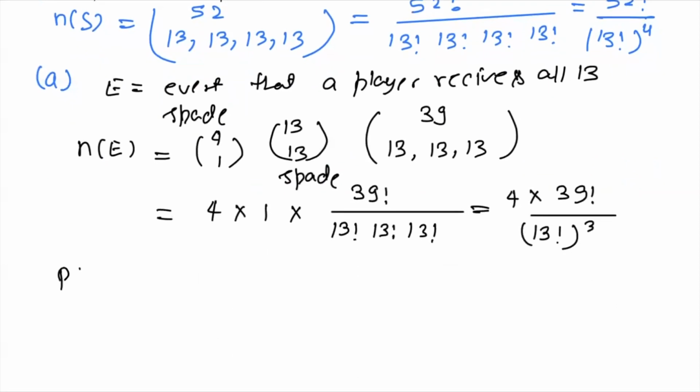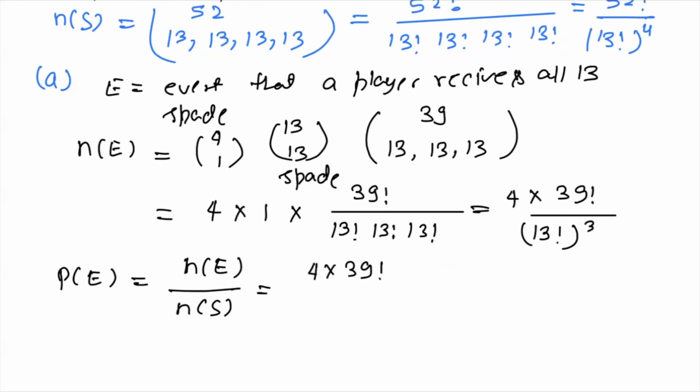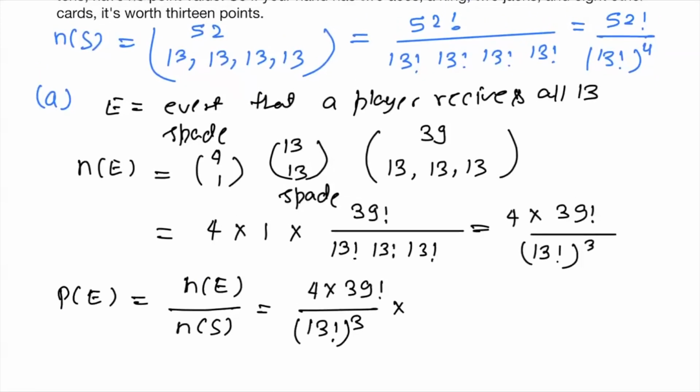So what is the probability here? The probability of E is going to be the number of cases favoring E divided by the total number of cases. And nE stands for 4 into 39 factorial divided by 13 factorial whole power 3. And you have to divide by nS. Dividing by nS is the same thing as multiplying by the reciprocal of the denominator. So I'm multiplying by the reciprocal of the denominator. You just simplify, and this is going to be 52 factorial there. I hope no issues are there.